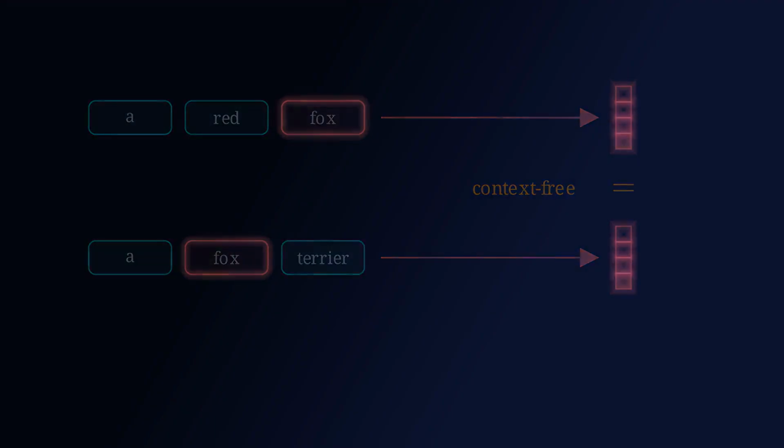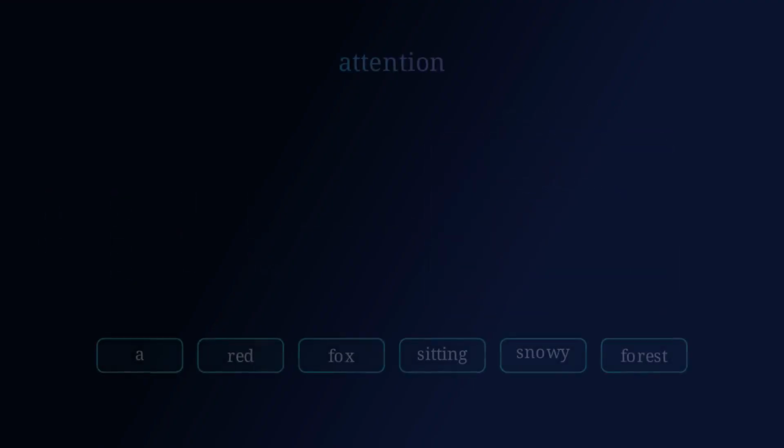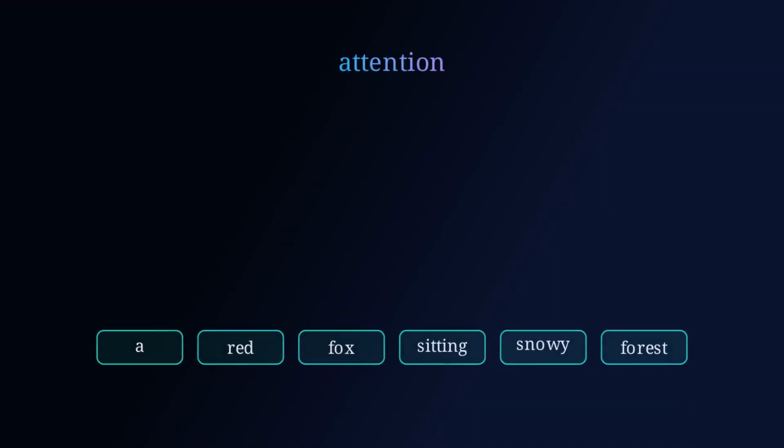Third stop, the text encoder. This is where the words stop being a list of separate pieces and start becoming a single coherent idea. The encoder reads all the tokens together and lets them talk to one another, so each word's representation gets colored by everything around it. The mechanism that lets words talk is called attention. Every token gets to look at every other token and decide which ones matter for its own meaning.